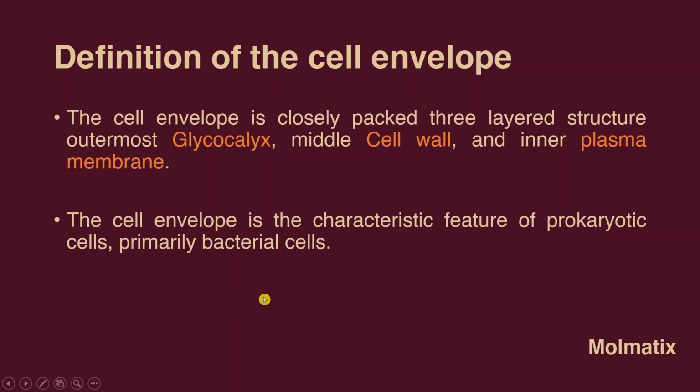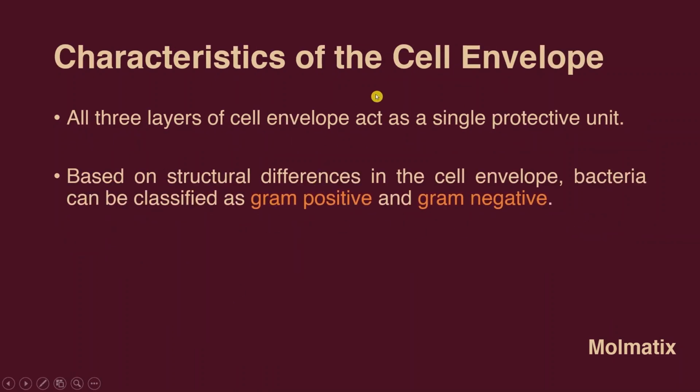The cell envelope is the characteristic feature of prokaryotic cells, primarily bacterial cells. Now, the characteristics of the cell envelope. All three layers of the cell envelope act as a single protective unit. Based on structural differences in the cell envelope, bacteria can be classified as gram-positive bacteria and gram-negative bacteria.